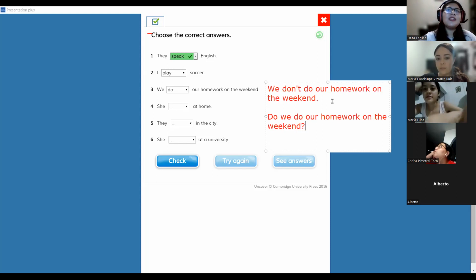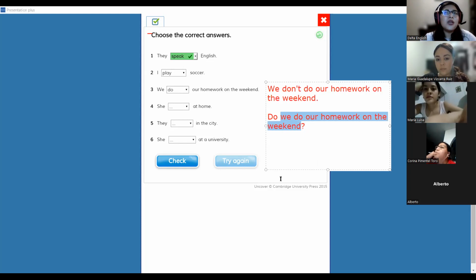Y es lo que decíamos antes, chicos. Fíjense que la oración es exactamente igual. We do our homework on the weekend. ¿Cuál es la única diferencia? Que yo le agregué un do al principio y le puse mi signo de interrogación. Pero por lo demás, todo se queda igual, right? Okay, number 4.